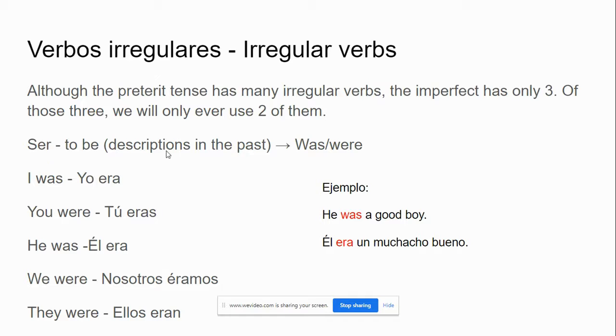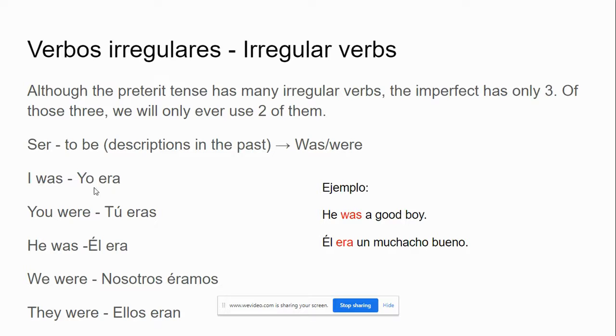The verb ser means to be. Anytime you're going to describe something in the past, give a description, you are going to use ser, and you're going to use it this way, because we've learned the other way to say ser in the past, but you're very seldom going to use that. This is the one that you're going to use in your stories.